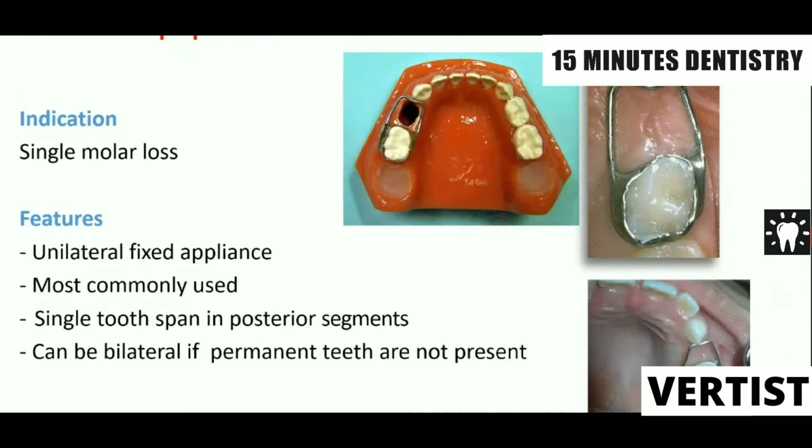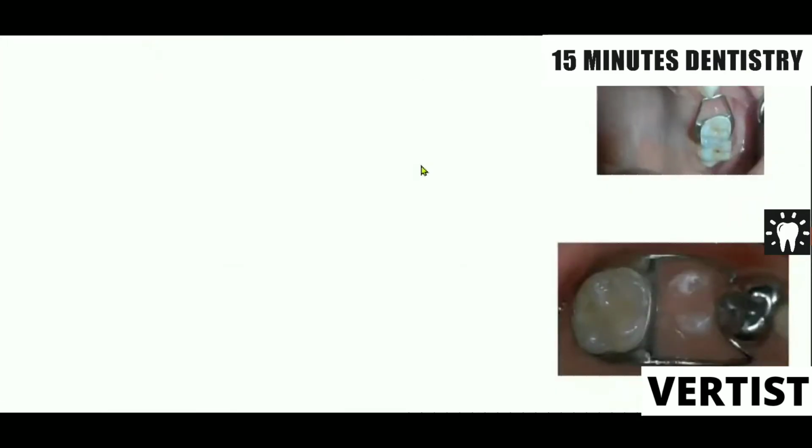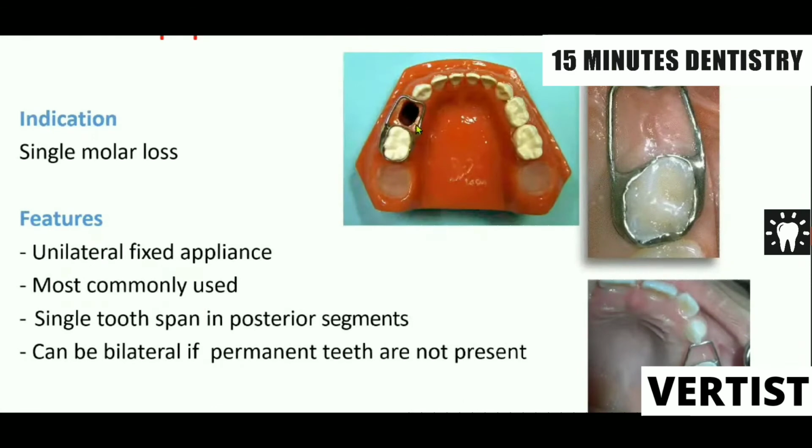This is indicated when a single posterior tooth, a single molar has been lost. Here we can say a band is placed on the posterior abutment tooth and a loop is soldered to it. The characteristic features of this band and loop space maintenance: it is a fixed appliance unilaterally placed. It is one of the most commonly used space maintenance.